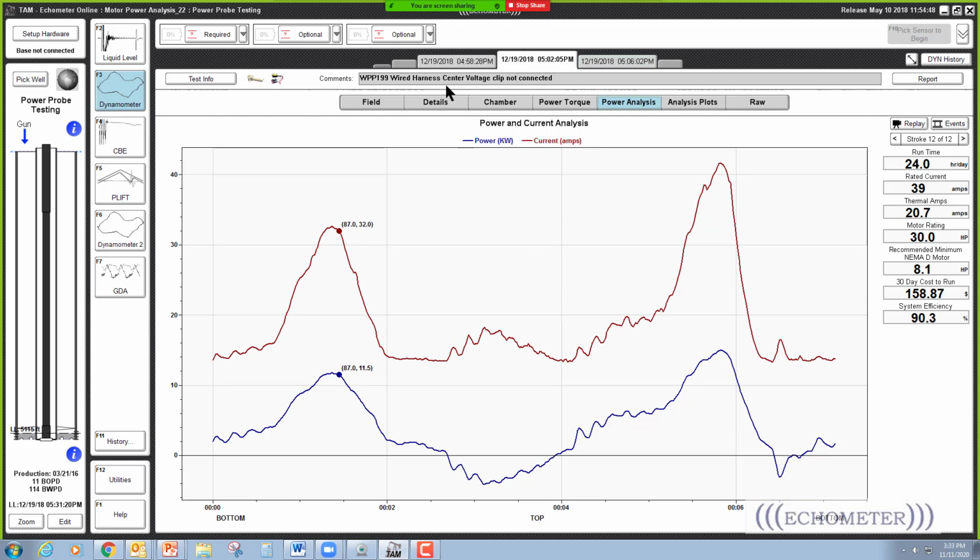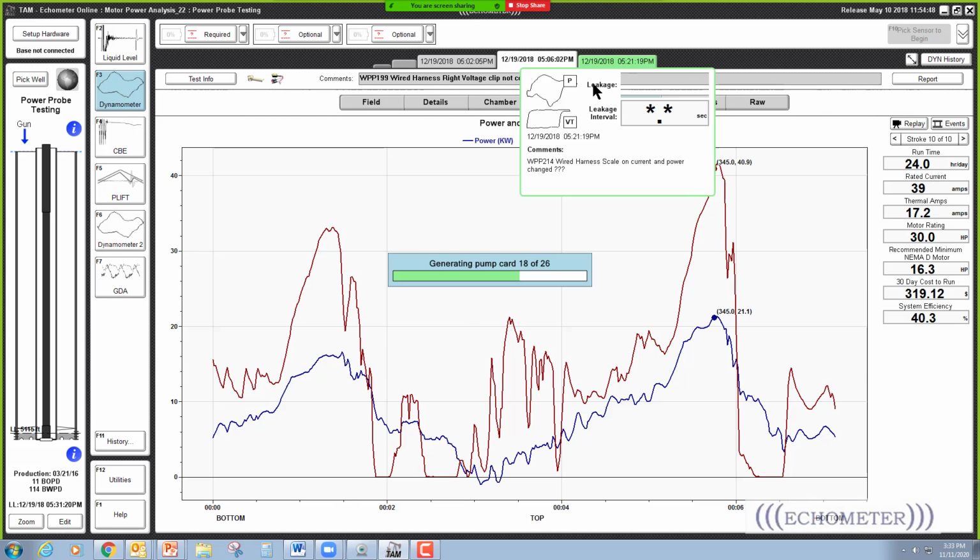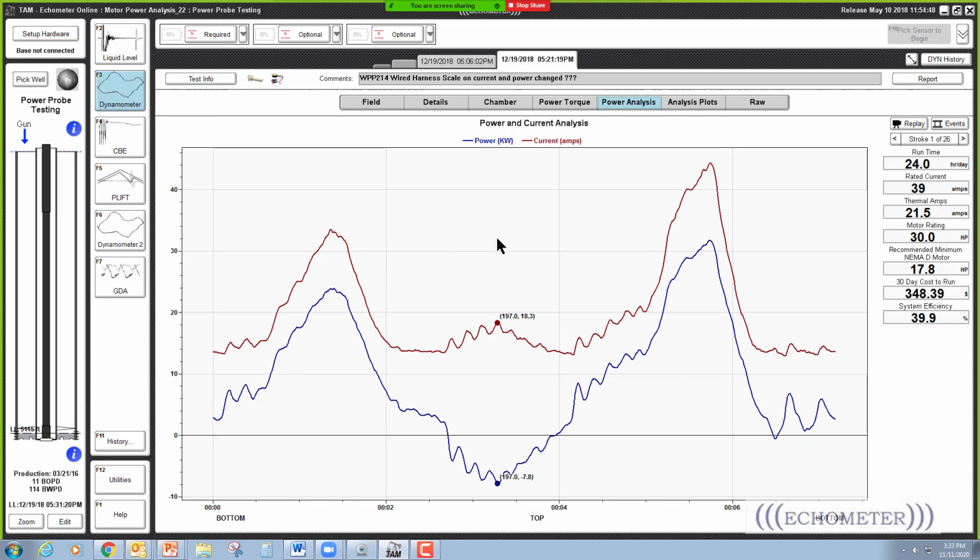This one, the center one is not connected, and you can see again it's a little less amplitude right there. And this one, terrible. The right voltage clip is not connected, and it's plotting off the screen. So this is another example. And I think this last one is probably okay.